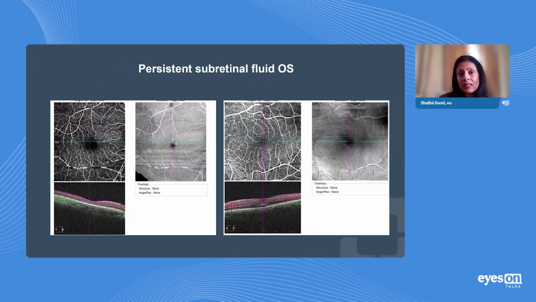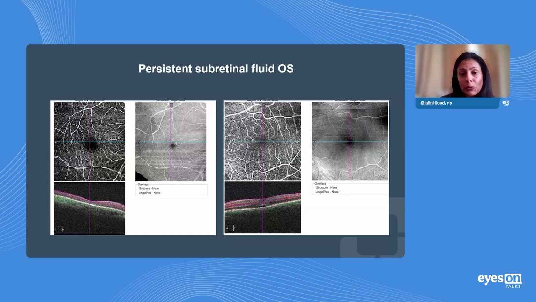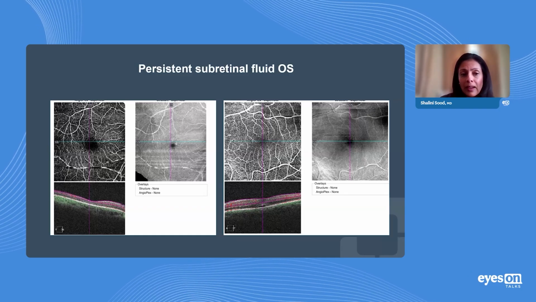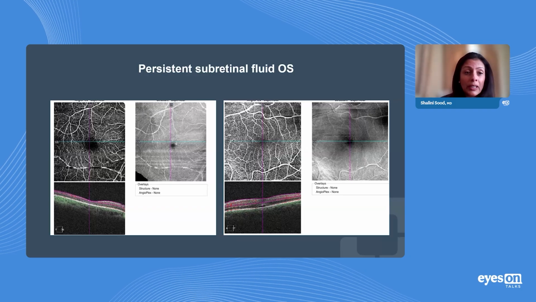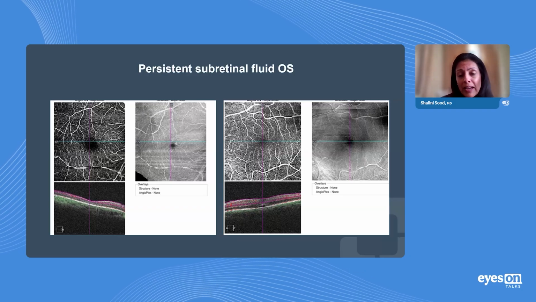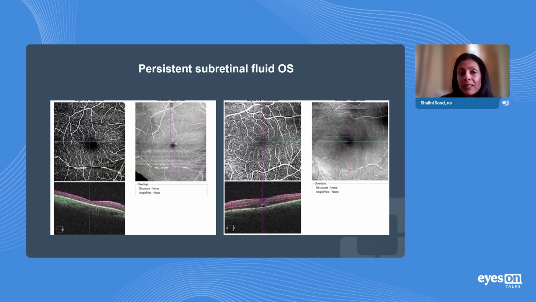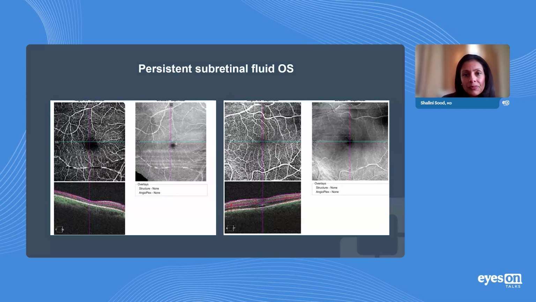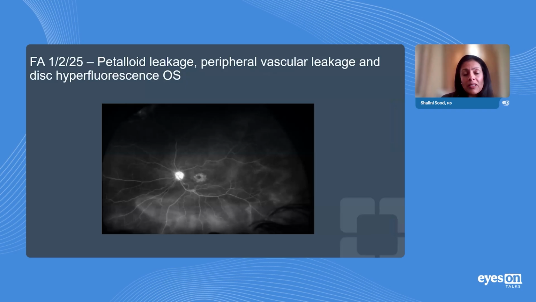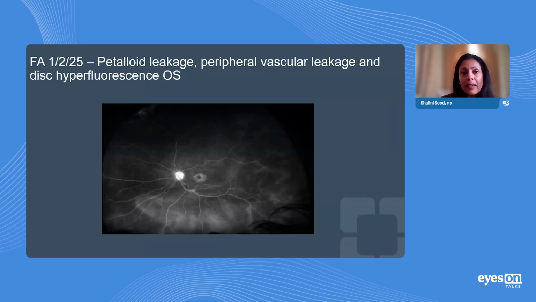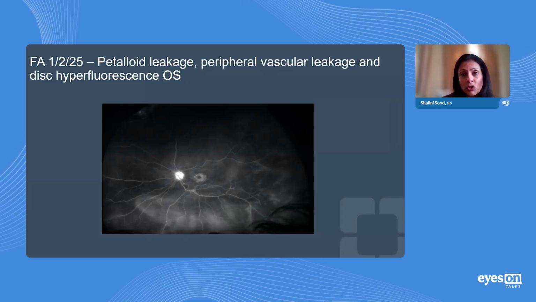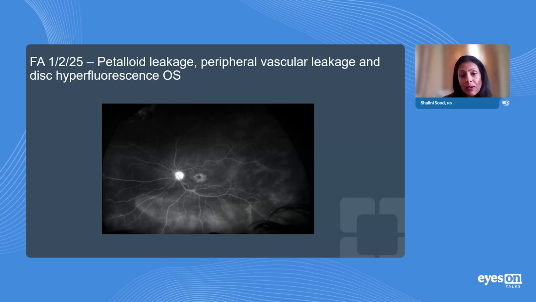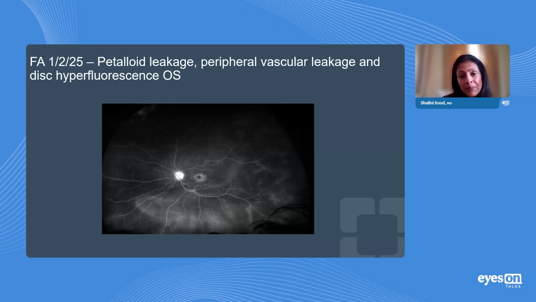On OCTA, you can see that there is some persistent subretinal fluid in that left eye. And of note, the foveal avascular zone is larger in the right eye than the left eye, but overall, no significant macular ischemia that we can see in either eye. Fluorescein angiogram was also performed at that time, demonstrating petaloid leakage, peripheral vascular leakage, and hyperfluorescence of the optic nerve in the left eye.